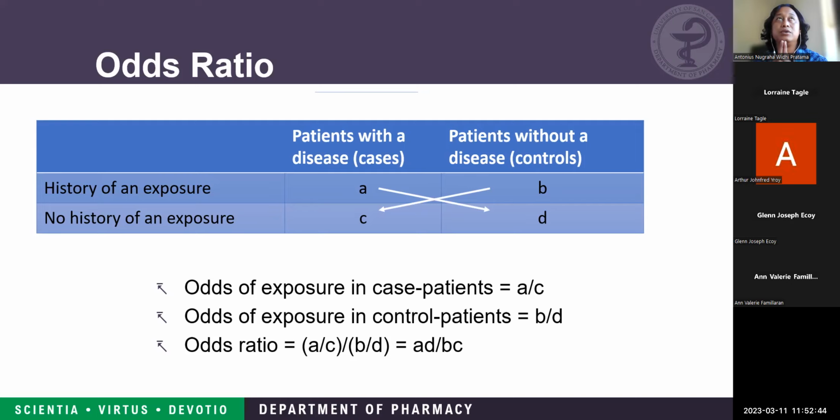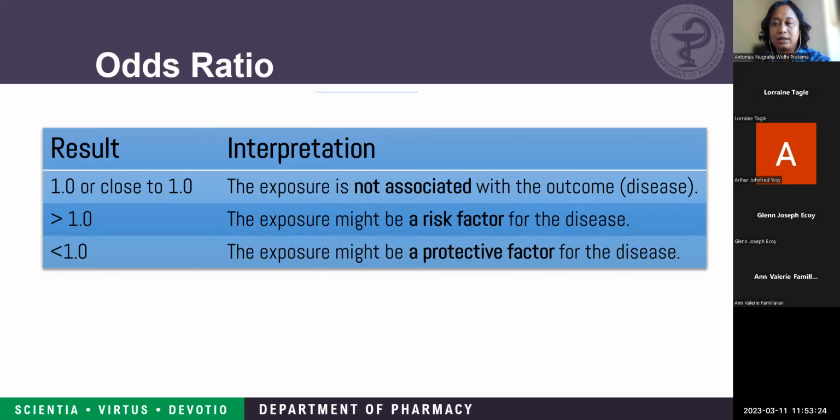So if we do case control studies, then we always need to calculate the odds ratio to show how big the probability is of having a history of an exposure to develop the disease, or specific conditions that become our study. Is that clear?